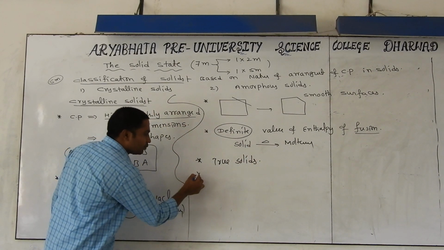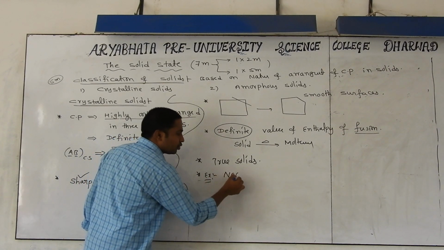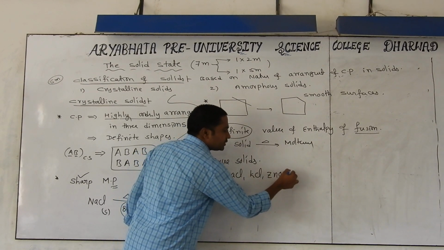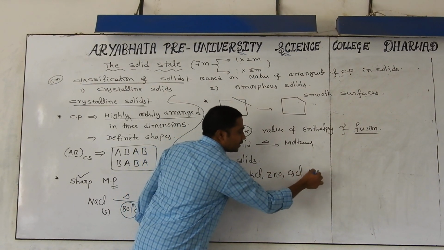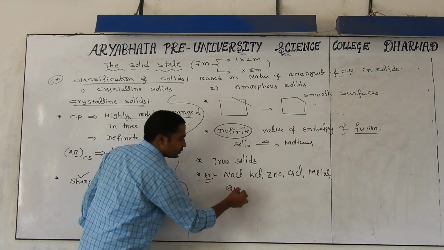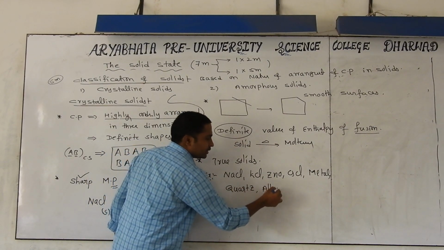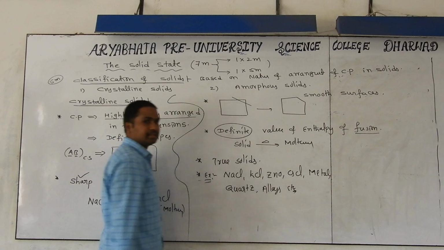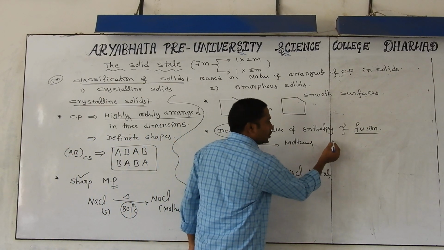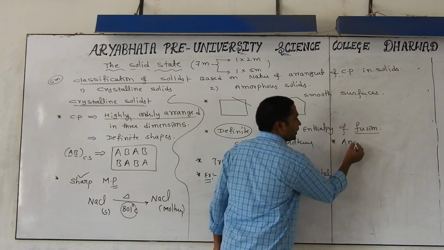I will give you some examples for this category: sodium chloride, potassium chloride, zinc oxide and cesium chloride, metals, and also quartz. Quartz is one type of material, and we can also take alloys. These are all examples of crystalline solids. Under crystalline solids, we have to observe one last and very important character, the anisotropy character.